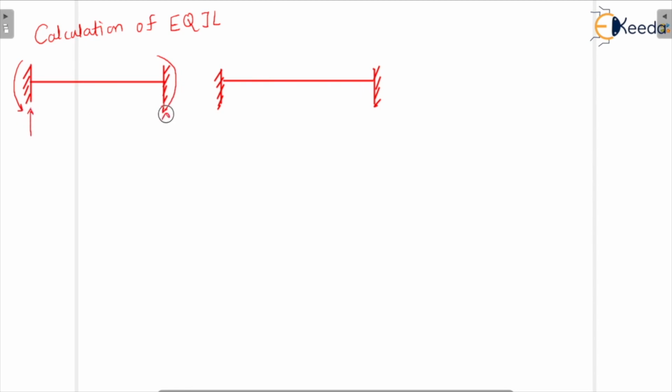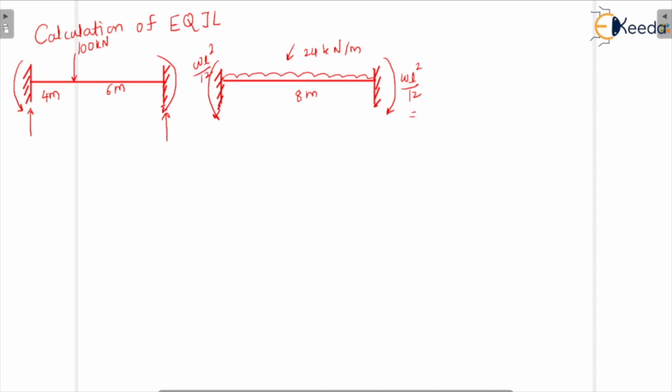We also need to calculate what are the reactions. Okay, so here a 100 kilonewton load is acting. This is 4 meter, this is 6 meter, and for this there is a UDL. Okay, so for UDL it is 24 kilonewton per meter. So for UDL what will be the fixed end formula? Who remembers it? It is WL square by 12. So when you substitute the value, W is 24, L is 8 meter in this case, divided by 12, so we get the answer as 128 kilonewton meter. Okay, at both the sides, 128 kilonewton meter.